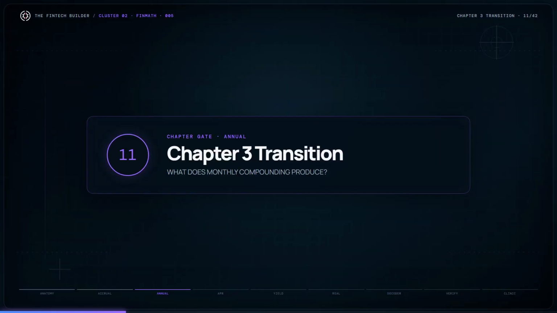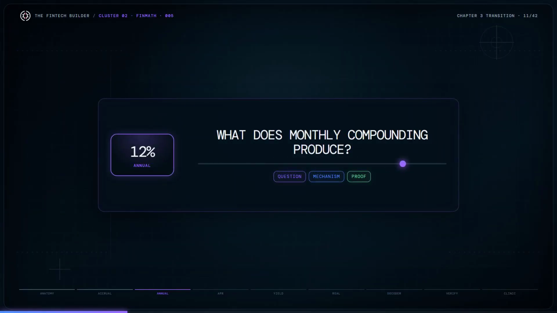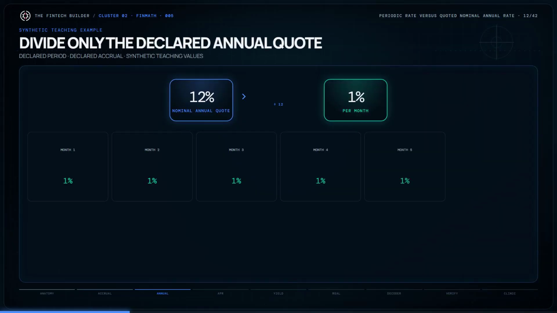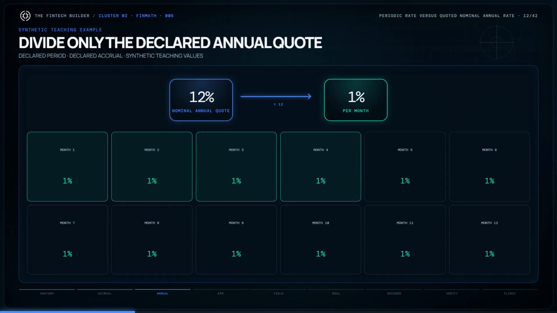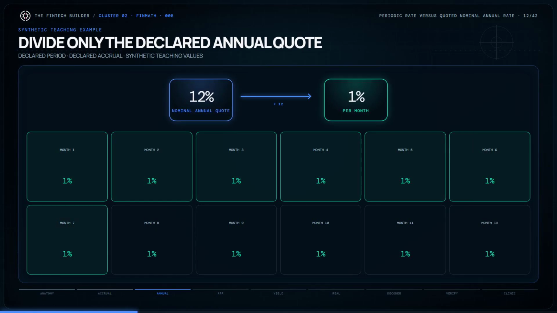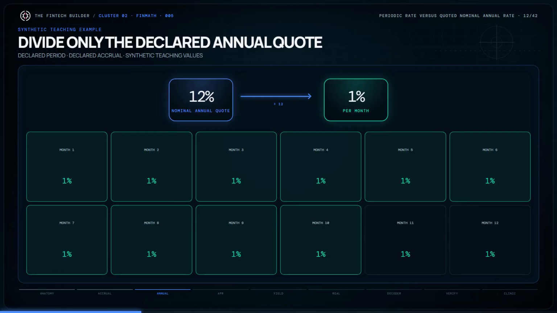Next, we will decode an annual quote, derive its periodic rate, and calculate the actual 1-year compound growth. A periodic rate applies during one compounding period. A quoted nominal annual rate is an annual label connected to those periodic rates. If 12% is explicitly a quoted nominal annual rate compounded monthly, divide by 12 to obtain a 1% monthly rate. This division is valid because the input is the annual quote and 12 monthly periods are declared. If the input were already 1% per month, dividing by 12 again would be wrong.